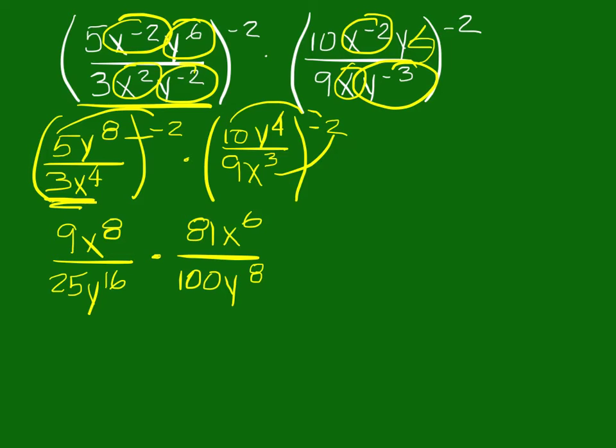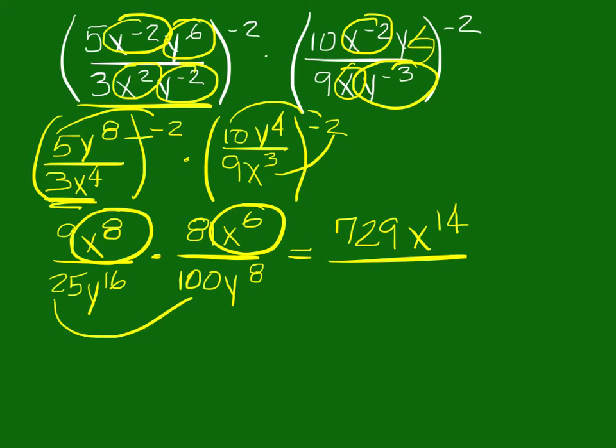So now you can just multiply straight across and get 729. x to the 8th times x to the 6th is x to the 14th. And then on the bottom, 25 times 100 is 2500. y to the 16th times y to the 8th is y to the 24th.